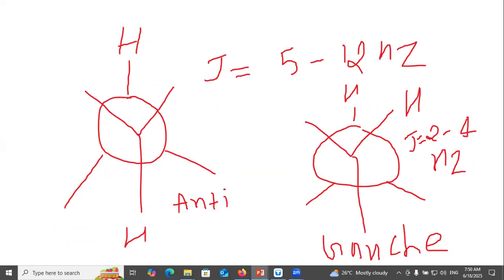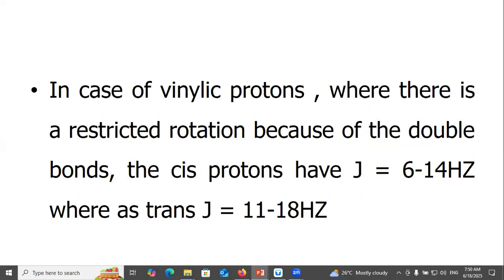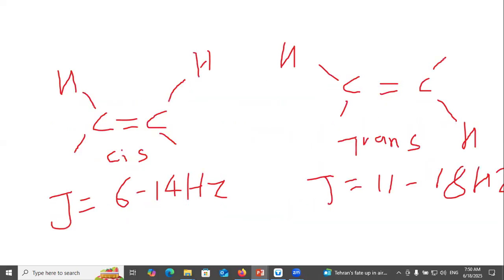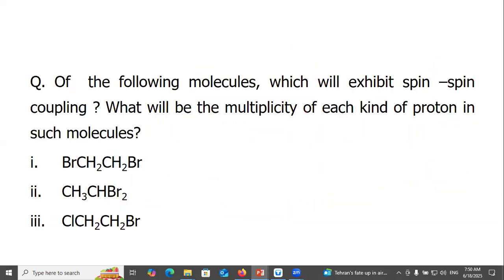This is the anti and the gauche conformation. In case of vinylic protons, where there is a restricted rotation because of the double bond, for cis protons the J value is 6 to 14 hertz, whereas in trans it is 11 to 18 hertz. This is the cis position and trans position of the alkene molecules, which exhibit spin-spin coupling.